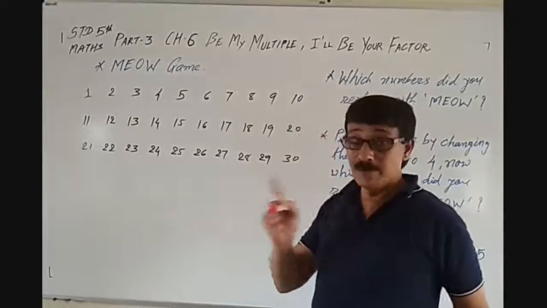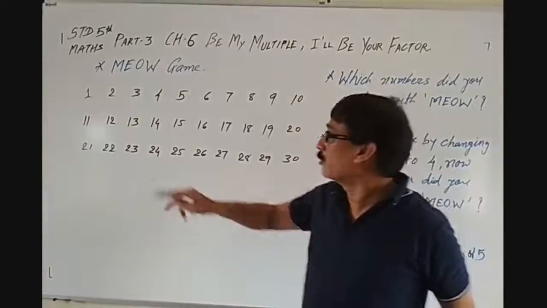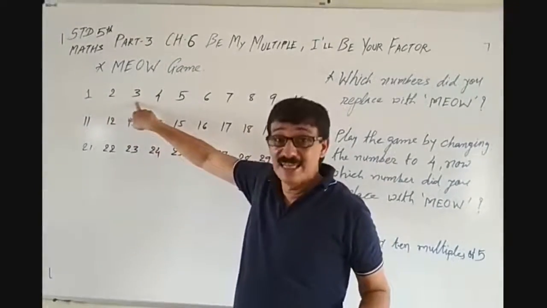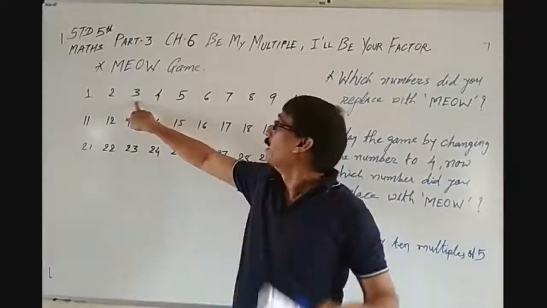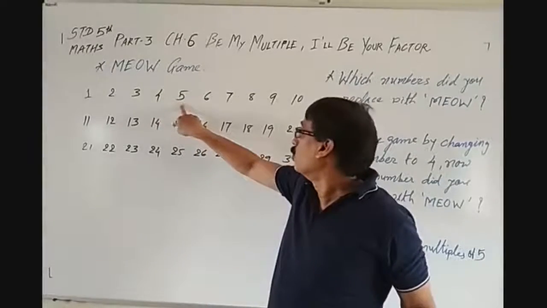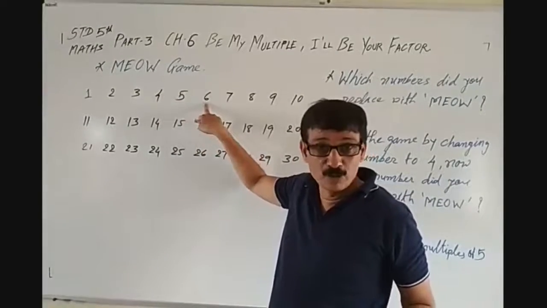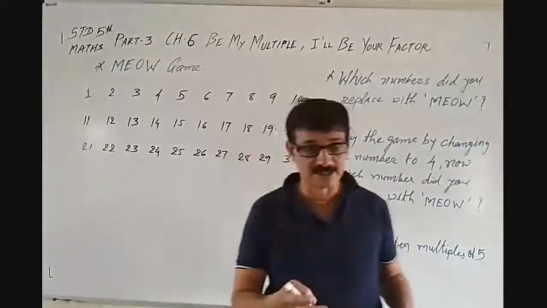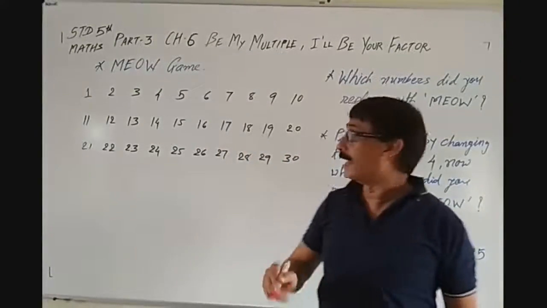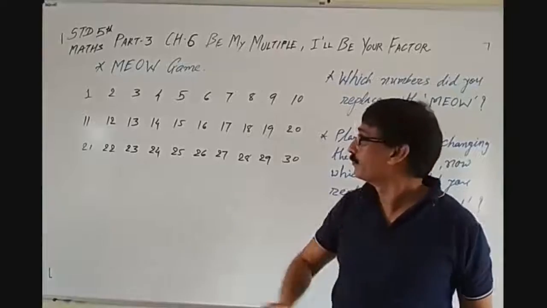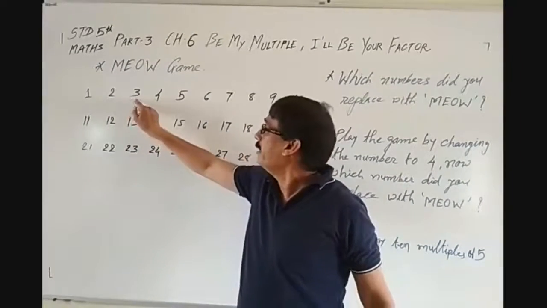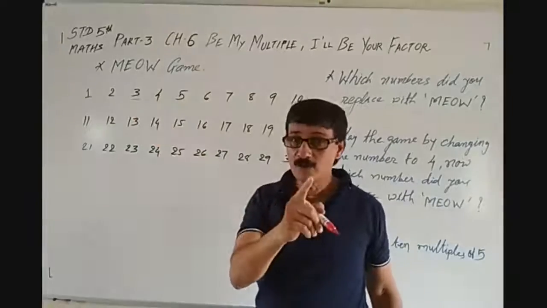Okay, suppose I say 1, 2, when I say 3, you will say meow. 4, 5, on 6, you will have to say meow. By this time, we will play something like this. Are you ready? Okay, let me start. Ready? 1, 2, 3. Did you say meow? Let's go.